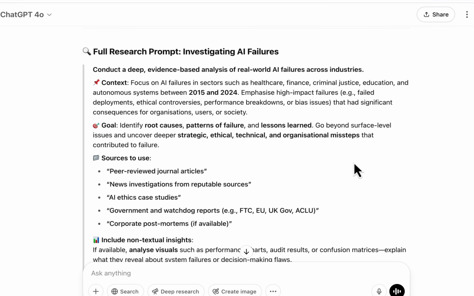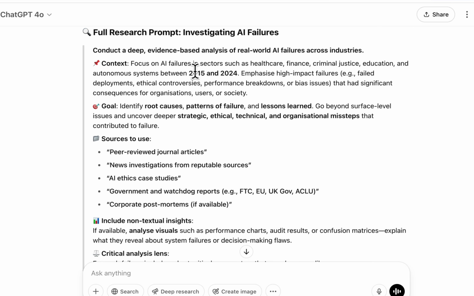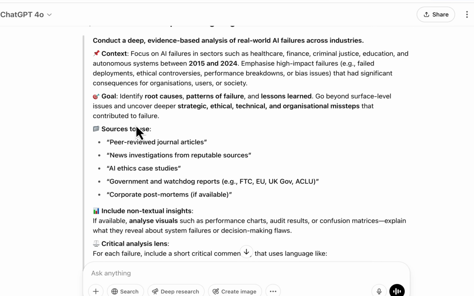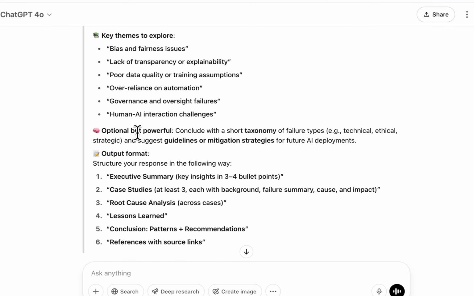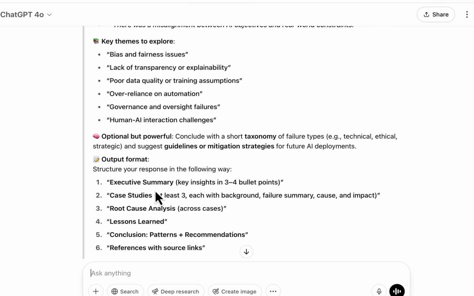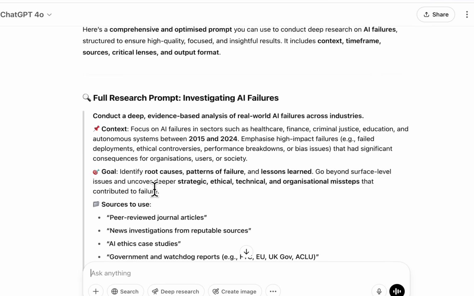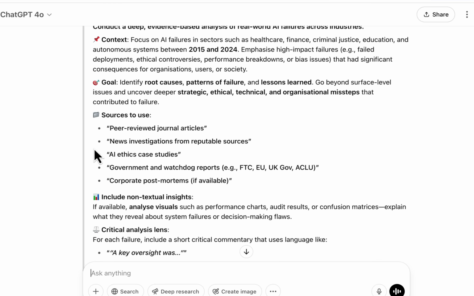Okay, and now you can see that the prompt is now detailed. It's now asking it to conduct a deep evidence-based analysis. It's given it the context, the goal, the sources to use, include non-textual insights, key themes to explore. Here it's added, optional but powerful, the output format, because my ChatGPT now remembers what I've been working on, and it's added these elements. You can get that from the prompt that I will leave you below. And I would also start by adding the role, as we said in the prompt. And so you can play around with this prompt until we have the full correct structure. And you can see how this is so much more powerful.